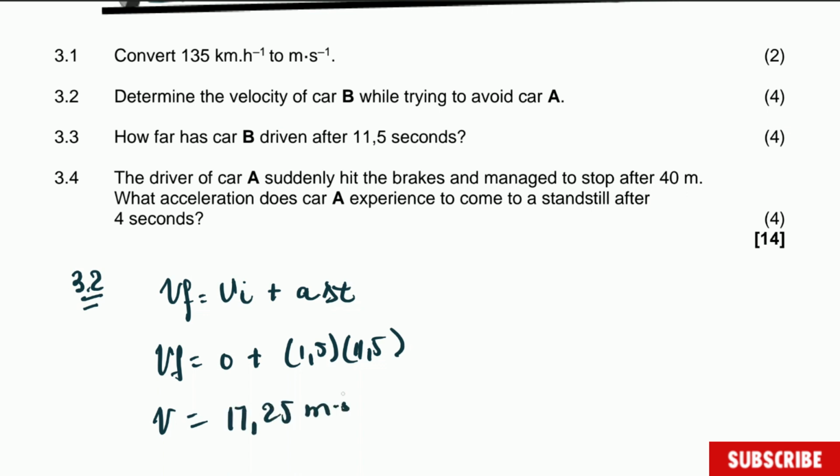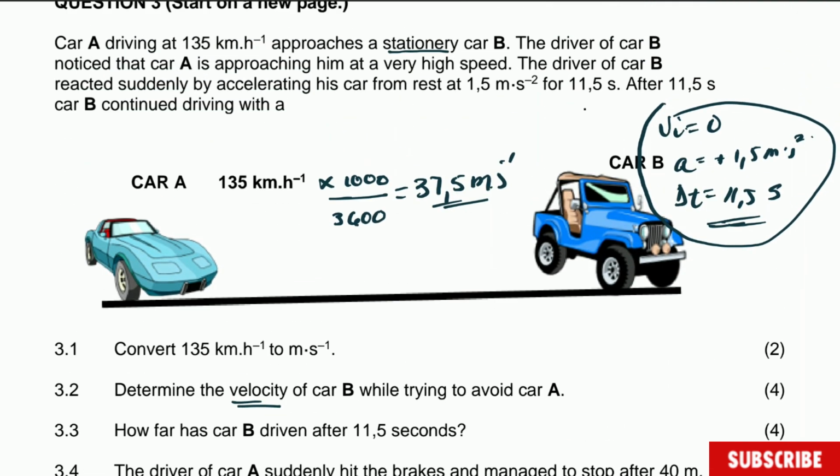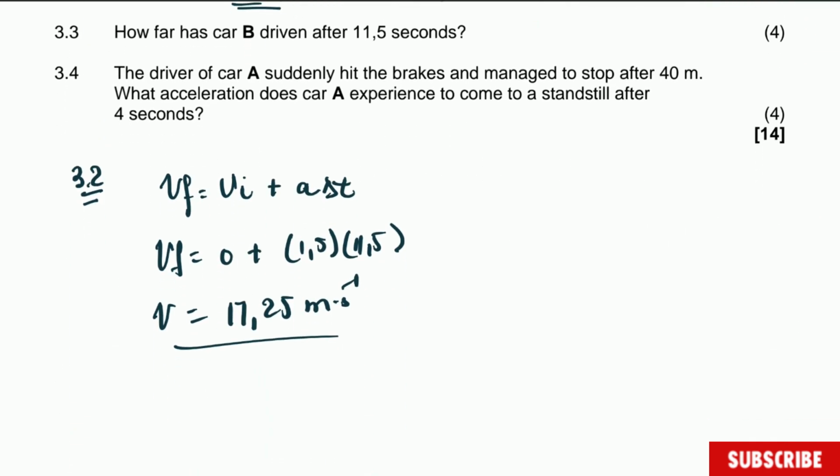17.25 meters per second. Now, know the following: velocity is a vector quantity. They ask to determine the velocity. It's a vector quantity, and in this question, they don't speak about a direction. So all I'm going to write here is in the positive direction. Direction should be given because it is a vector quantity. And guys, this is the final for question 3.2.